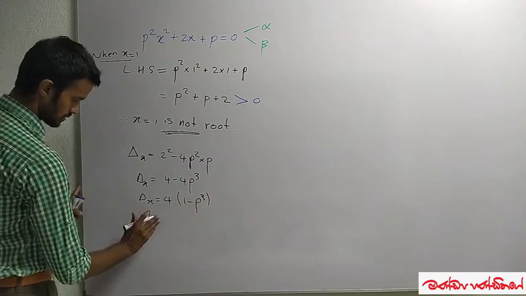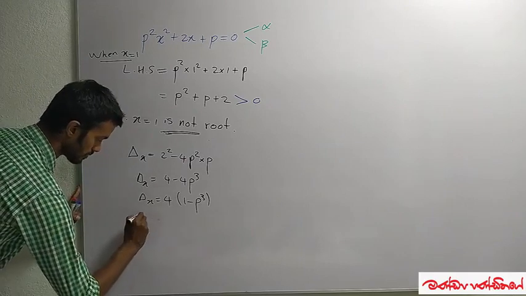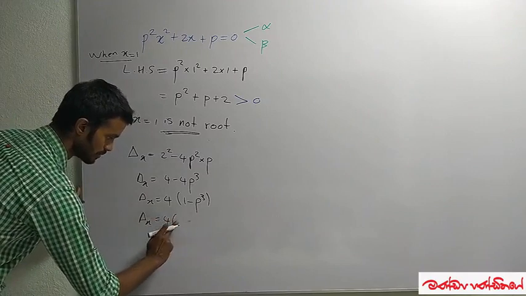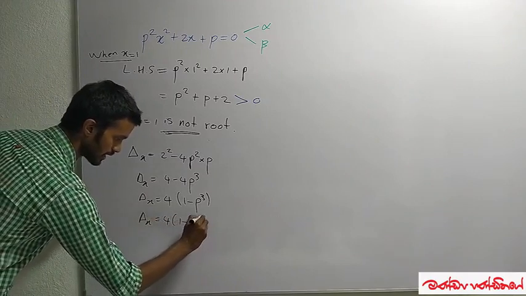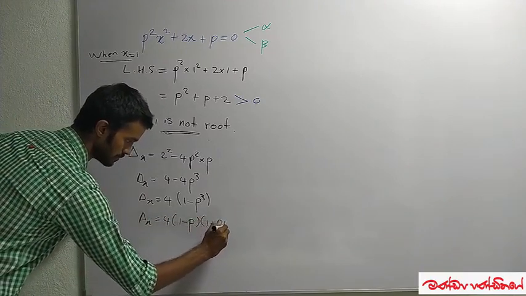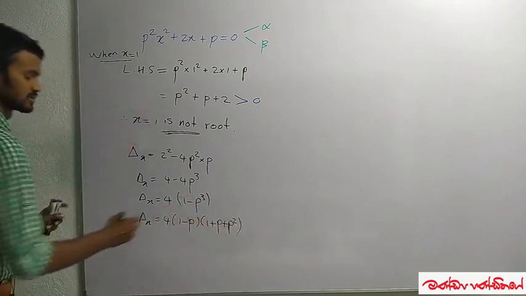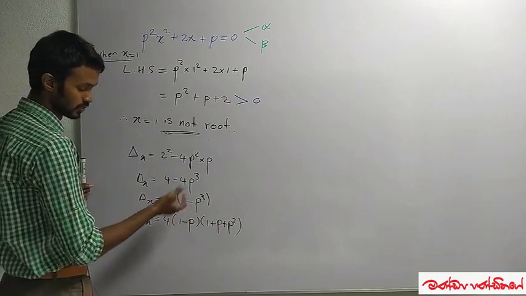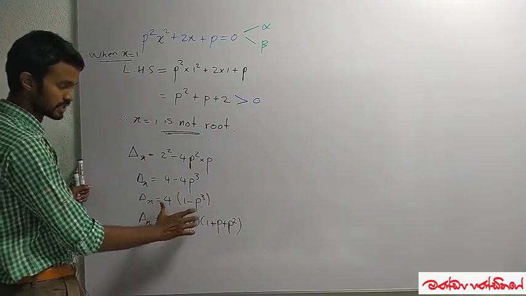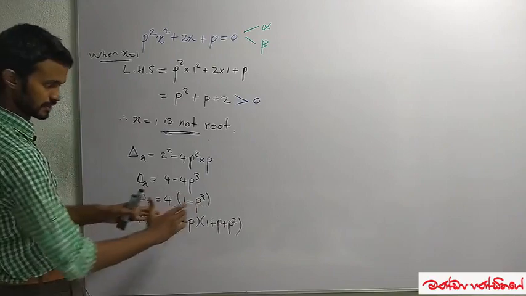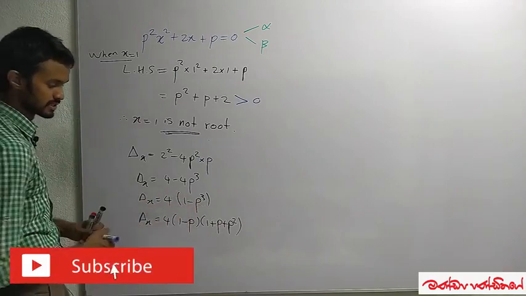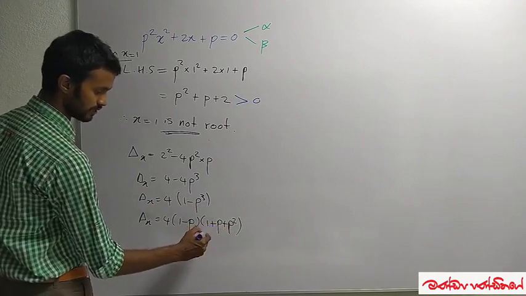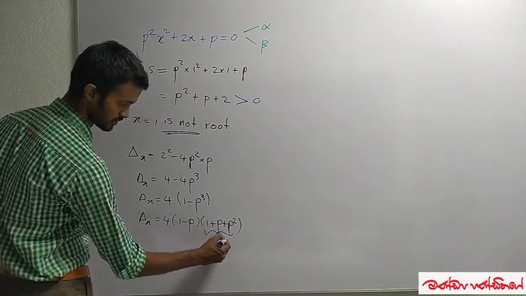I know the difference of 2 cubes, 1 minus p cubed, can be expanded as 1 minus p times 1 plus p plus p squared. This is the difference of 2 cubes, and it can be expanded in this manner. So it is clear this factor is positive because p is positive, which means p squared is positive, and 1 is positive, which means this is greater than 0.